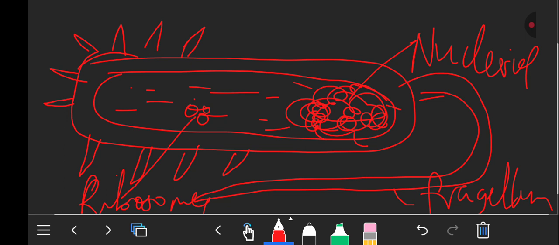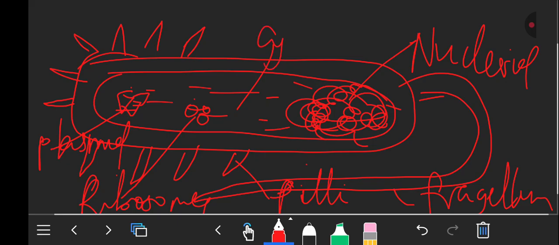Okay? Then you may have the DNA there, just in the cytoplasm. That DNA in the cytoplasm is what is known as the plasmid. Plasmid, okay? Then we have this which looks like hairs, okay? These are what are known as the pili. Then of course we have the cytoplasm inside.